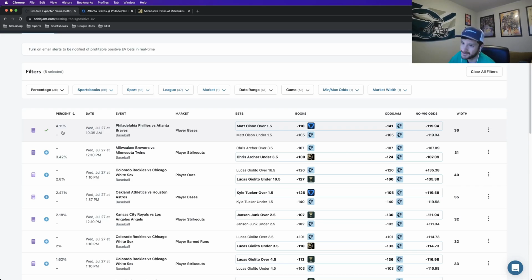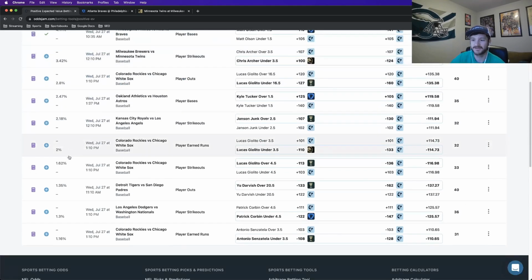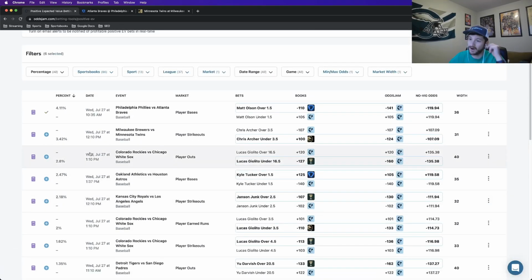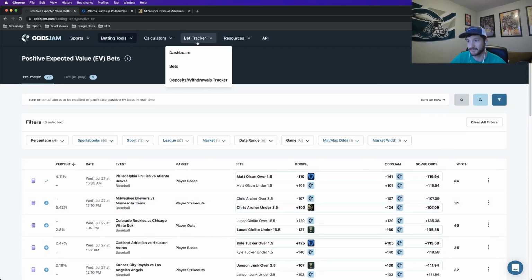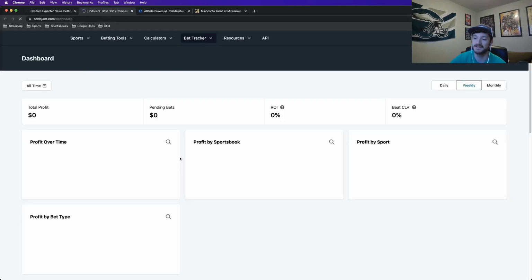So I just wanted to get across that: don't necessarily get discouraged with these lower percents. Like, I'll take some that are even under 2 if they are valuable. And the goal is just to stack positive expected value plays on top of each other. And that's how you can profit in the long run.